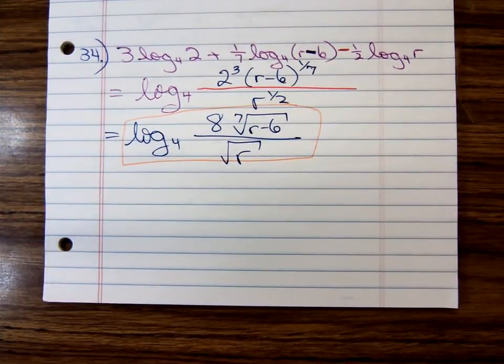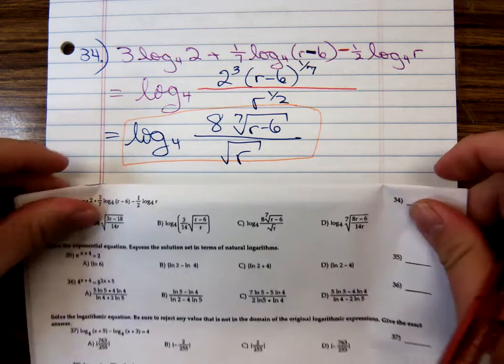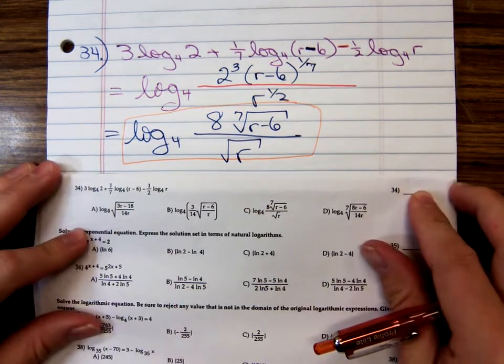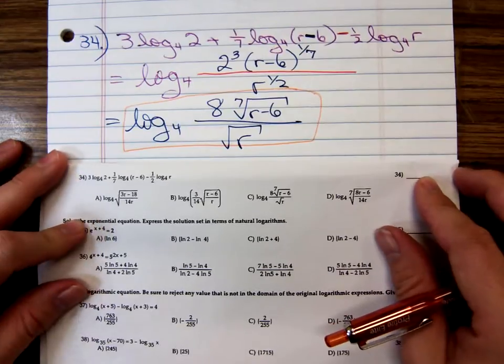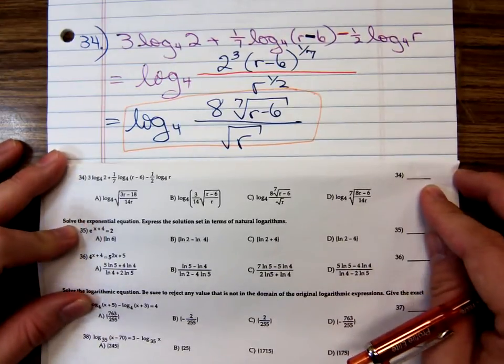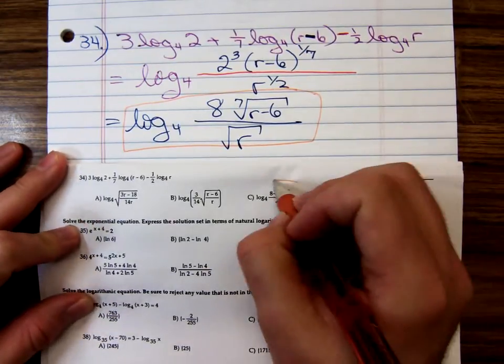For my final answer, let's look at number 34. A, B, C, or D? C. Looks like C is the only one that comes close.